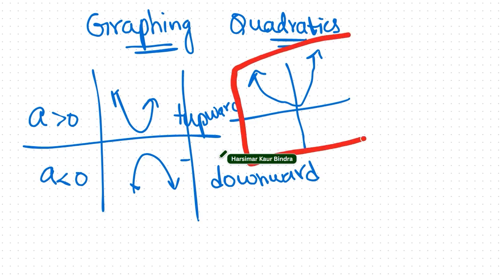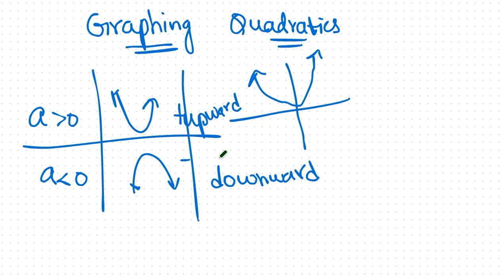Let's talk about this for now. If it is upward facing, do you get a minimum or a maximum value? Minimum. Can you spot the minimum value? This would be the minimum, when it's going upwards. Spot where the minimum value is in the graph. What's the vertex? Would it be right here?